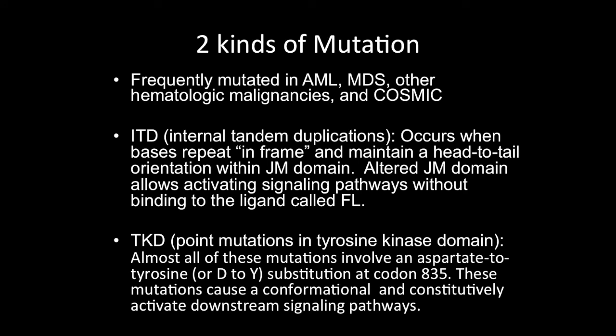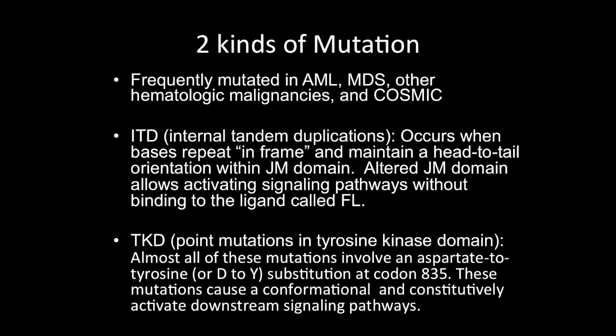FLT3 is frequently mutated in acute myeloid leukemia, or AML, myelodysplastic syndromes, or MDS, and other diseases. Most FLT3 mutations are internal tandem duplications, or ITD. ITD occurs when sequences of less than 10 to several hundred bases in length are repeated within the JM domain. All duplications are in frame, with the number of nucleotides added as a multiple of 3, and always maintain a head-to-tail orientation. Corresponding new amino acids are inserted in the protein, but the coding frame of the protein remains unchanged.